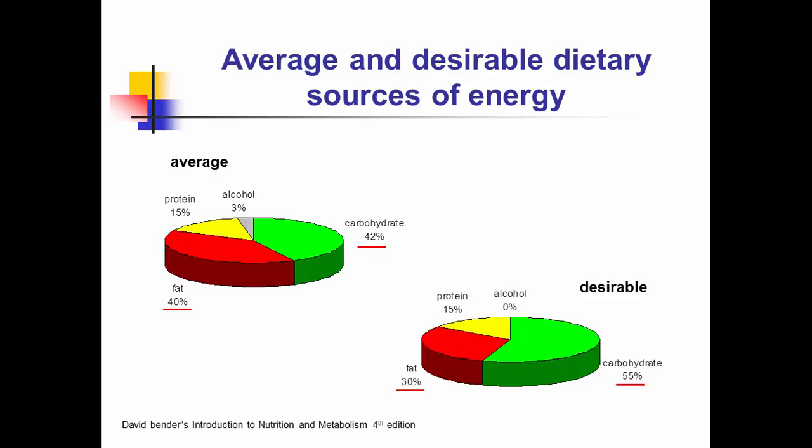So this is something about the average of the desirable dietary sources of energy. The desirable amounts that we would like to have, for example, are 55% carbohydrate in our diet and 30% fat. But in reality we usually have 42% carbohydrate and a little bit high, 40% fat, in our diet, right?